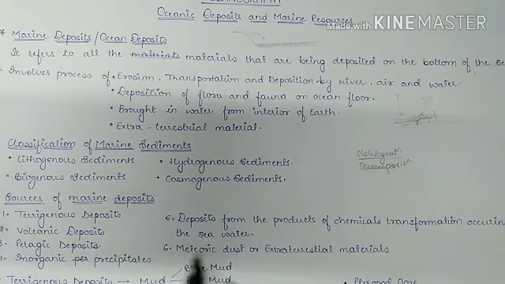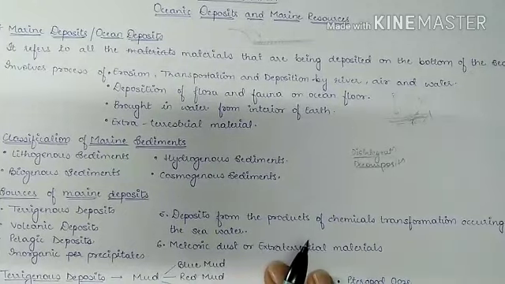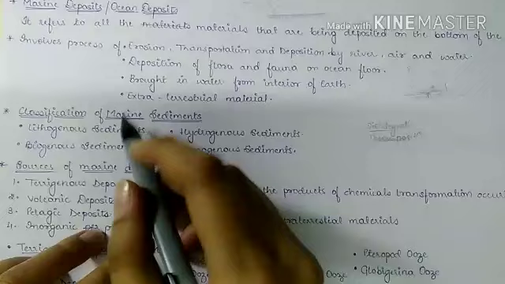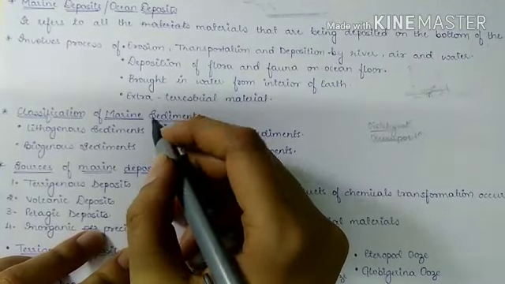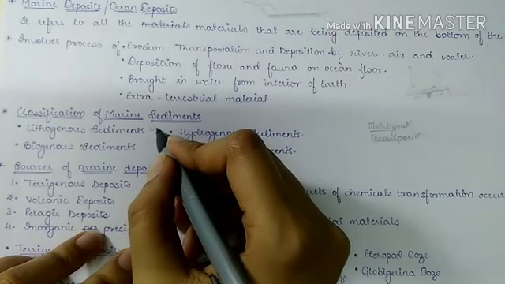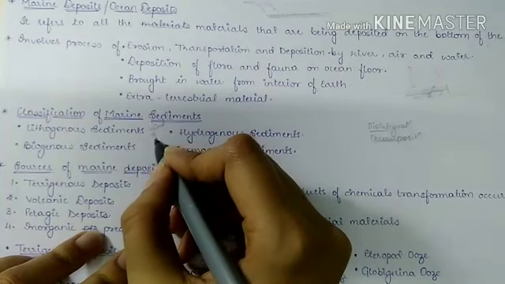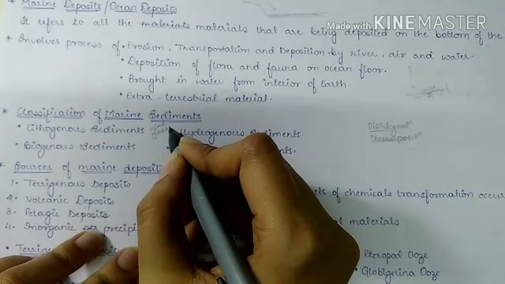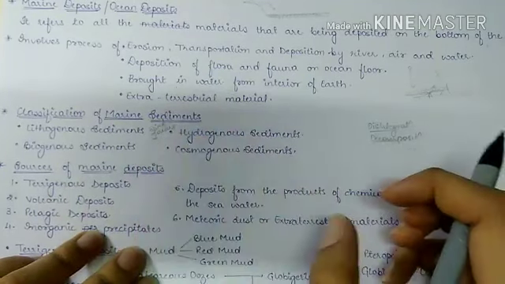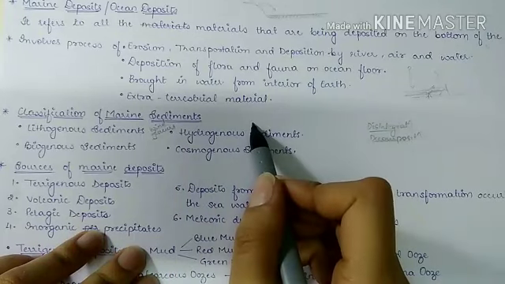Along with rivers, we have other important erosional agents, like wind and glaciers, that carry away sediments and deposit them in the ocean basin.